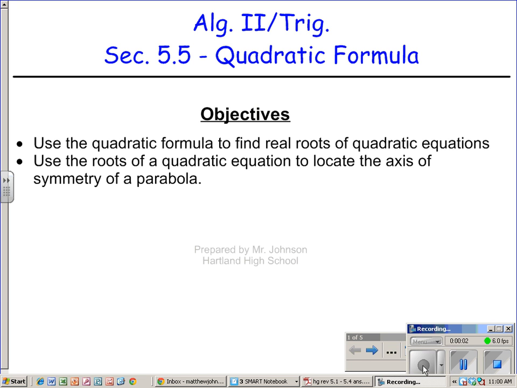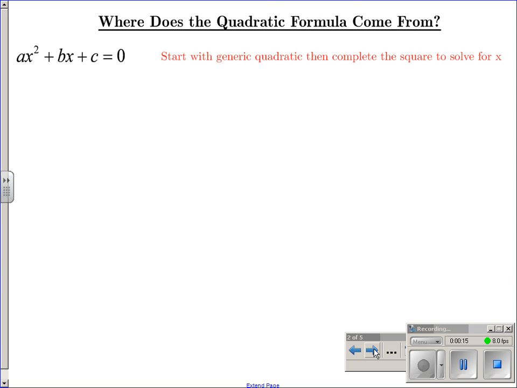Hello everybody, this is the notes for Algebra 2 Trig, section 5.5, dealing with the quadratic formula. Now, most of you have seen the quadratic formula, used it before. So, this first video, I'd like to prove where the quadratic formula comes from.